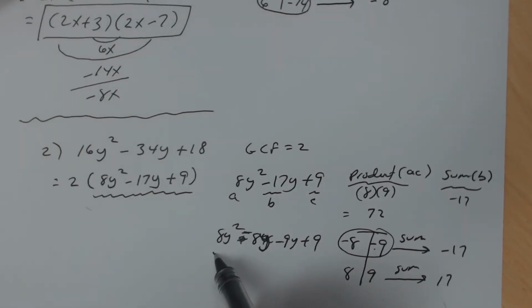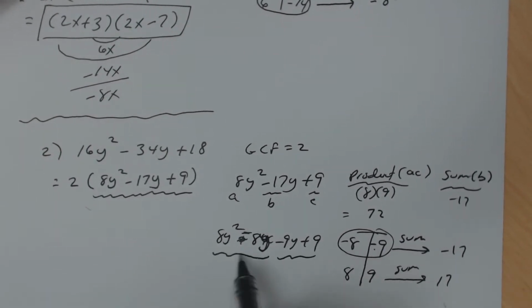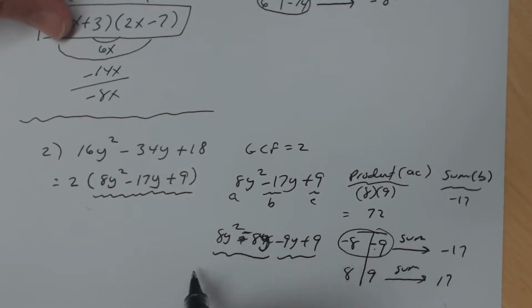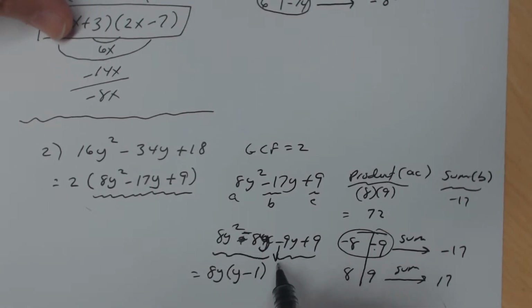All right, so let's group the first two, group the last two. From the first group, I can factor out an 8y. When I do that, I'm left with 8y times y is 8y squared, minus 8y times a negative 1. Negative 8y times a negative 1 is a negative 8y. From the second group, I can factor out a negative 9. So negative 9 times y is a negative 9y. A negative 9 times a negative 1, because negative times a negative is a positive, is a positive 9.